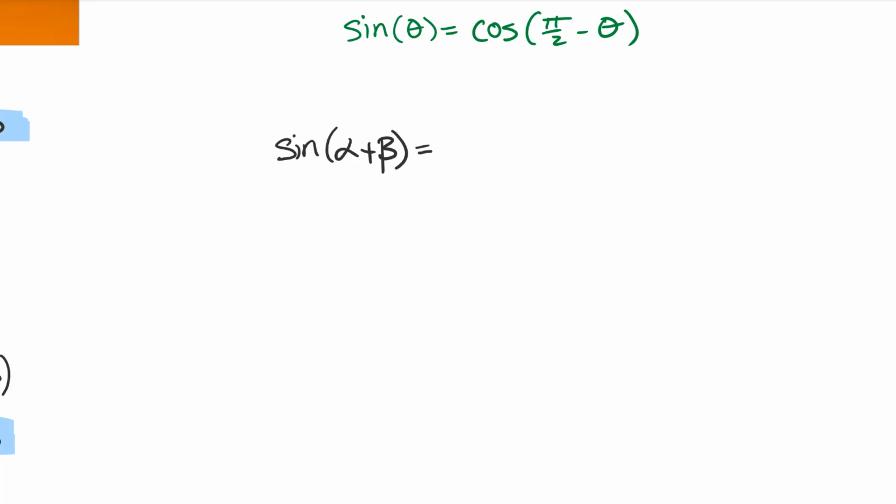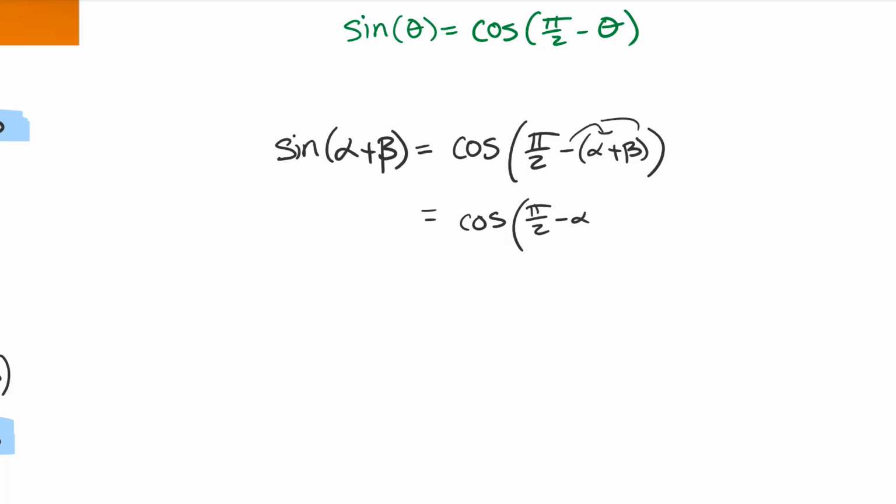So we're going to use this thought process, except we're not going to use alpha. We're not going to use theta. We're going to use alpha plus beta. So we can say that this is equal to cosine of pi over 2 minus that angle that's inside, alpha plus beta. And if we take this negative and distribute it in, we get pi over 2 minus alpha minus beta. And then here's the weird part, here's how we can break this thing up and use it. Let's look at where our parentheses are.